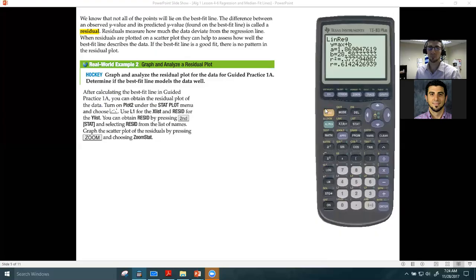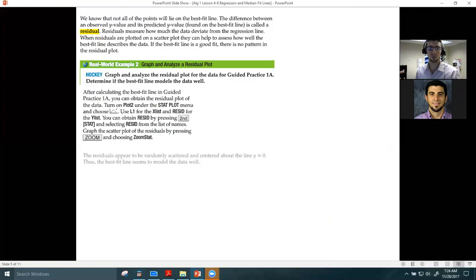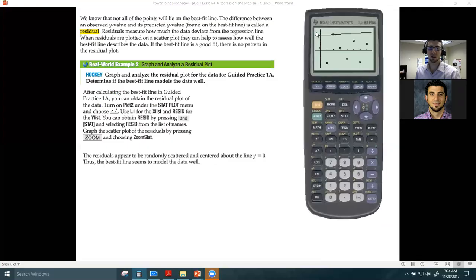Okay. And then stat plot, if I go to number 2, it's on L1 residual, zoom number 9, and it graphs a scatter plot of the residuals. So the residuals appear to be randomly scattered and centered about the line y equals 0.